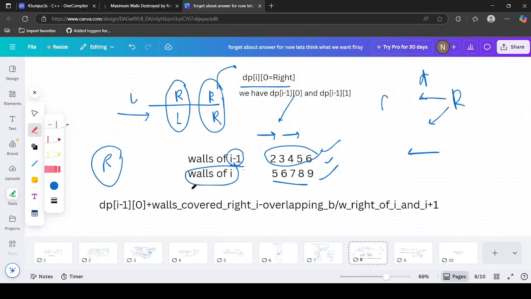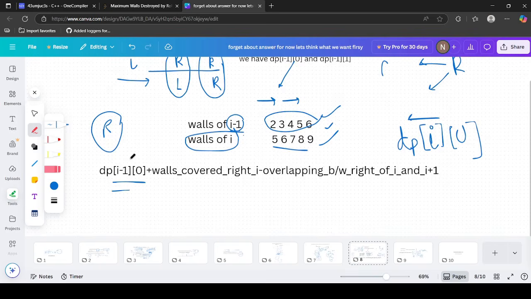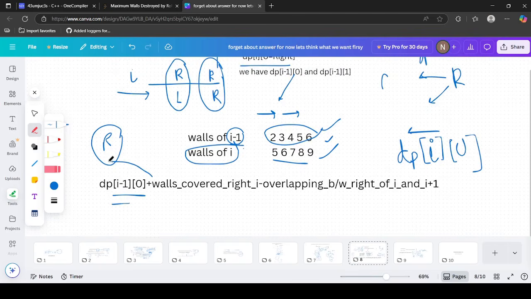So now what is DP of I of 0? That is what we are going to find, right? So what is DP of I of 0, having the information DP of I minus 1 of 0? So we have this already. So for example, this is the one we have.